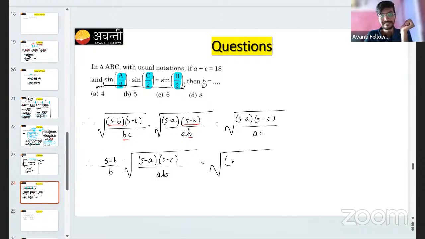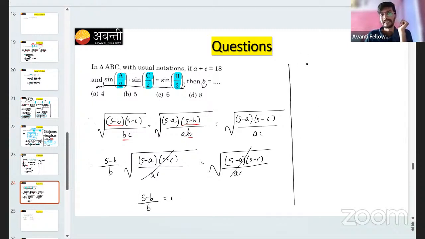What I have here, same thing, under root of s minus a, s minus c upon ac. Achha, here ac, sorry. There will be ac, right now. That means this whole thing will get cancelled. What will be left with? S minus b upon b is equals to 1. That means s minus b is equals to b. So s equals to 2b. What is s? S is a plus b plus c by 2 is equals to 2b.